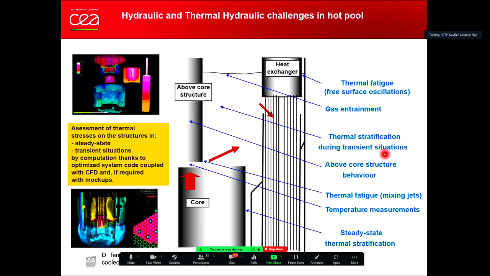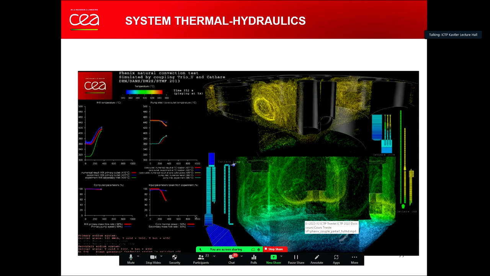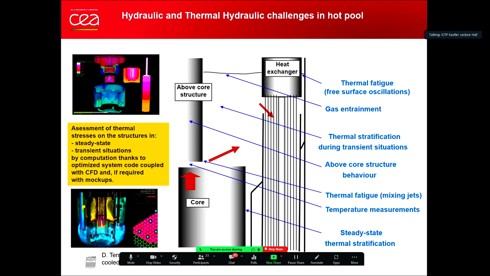And so you can see, for example, one key component is the above core structure. You can have thermal fatigue here, because you can imagine that at the outlet of the core, from each fuel assembly, you have a jet of sodium that impacts the upper core structure. And so this component has to be correctly sized and so on. So we have also some stratification.